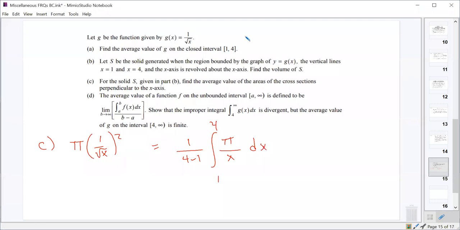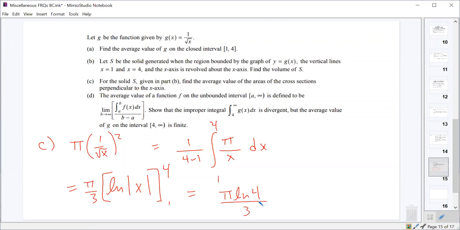Okay. And so then we end up with pi over 3 natural log absolute value of x from 1 to 4, which gives us pi ln 4 over 3 minus pi ln 1 over 3. ln 1 is 0, so just pi ln 4 over 3. And that was worth just 1 point for the answer there. Good or no? Good. Wonderful.